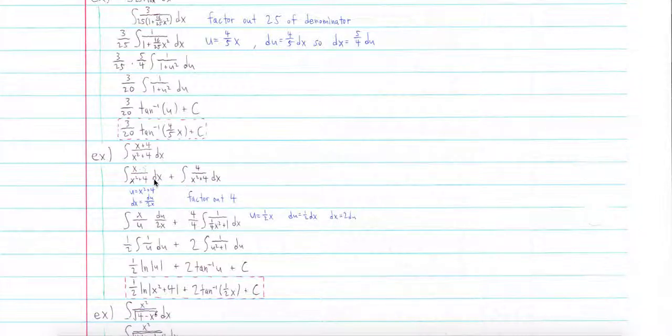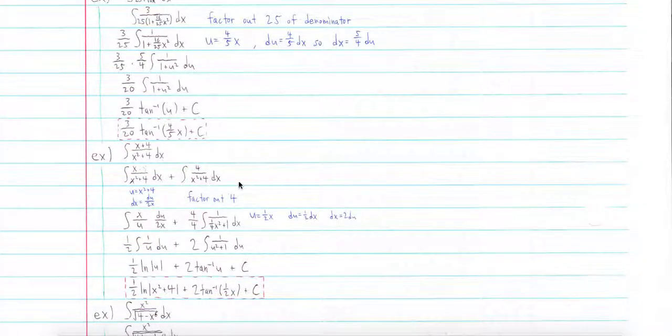And if we do that, with this first one, we can just use a regular u sub. If we make u x squared plus 4, then the dx is equal to du over 2x, so the x's will cancel out. And we'll just be left with 1/2 integral of 1 over u du.